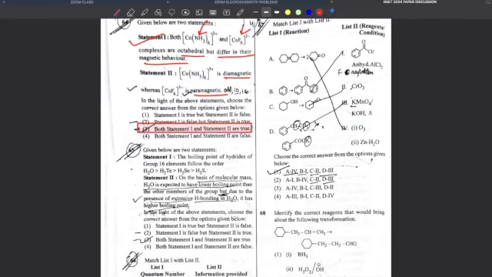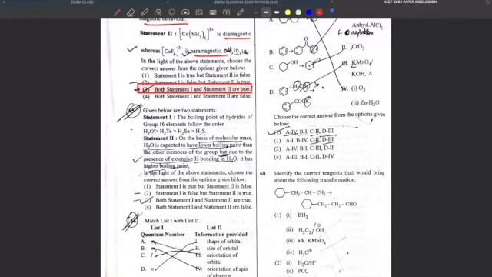Next one, the boiling points of hydrides of 16th group are given here. So this is the boiling point. Yeah, correct order hai. H2O has the highest, followed by H2S. No. The order is incorrect. The order should be H2O followed by H2S followed by H2Te followed by H2Se. This is how the order should be.